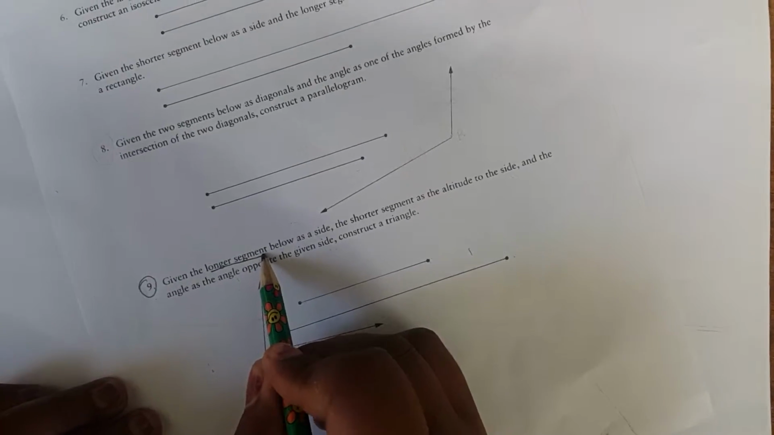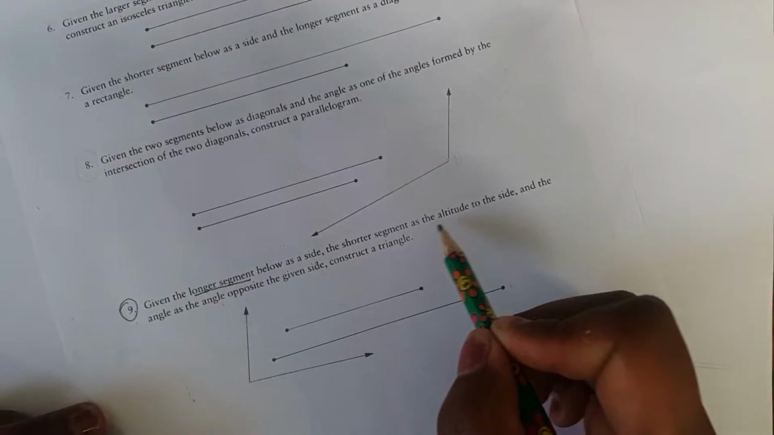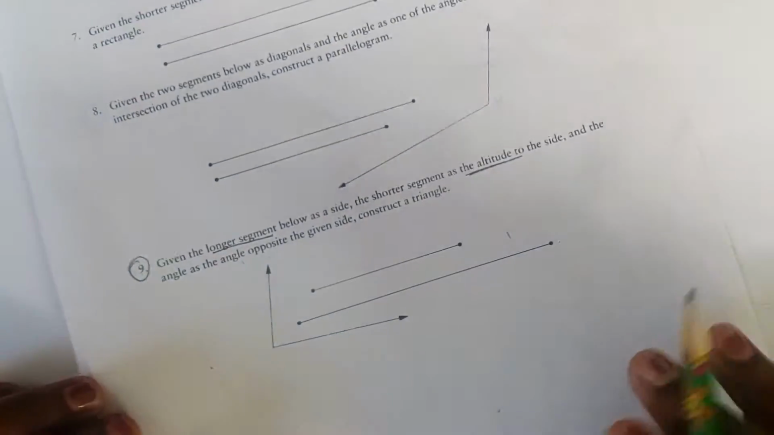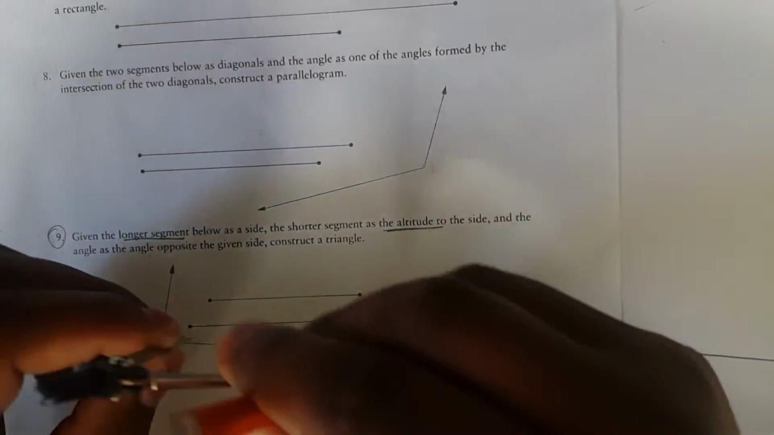We've got instructions here. We've been instructed. The long segment is a side. The shorter segment is an altitude. So this short segment is going to be our altitude. So it has to be below.